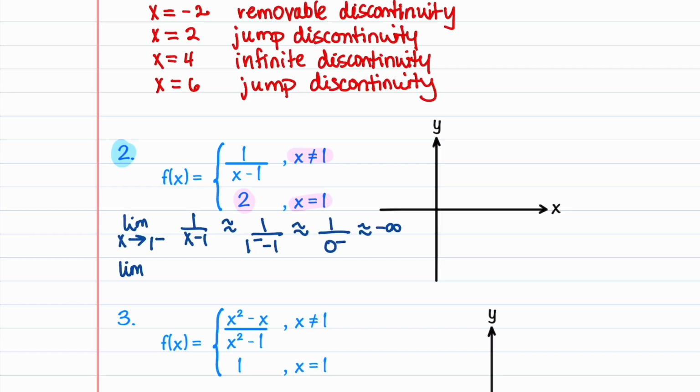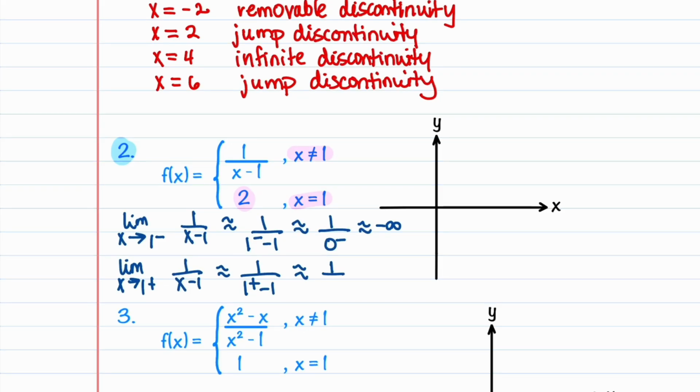Now let's look at the limit as x approaches 1 from the right. This one's easier. This is 1 over x minus 1. This is approximately 1 divided by 1 from the right minus 1. Think of this as 1.0001 minus 1. So this is 1 divided by 0 from the right. And this is positive infinity. Because our limits are infinite, we have an infinite discontinuity at x is equal to 1. So let's write down infinite discontinuity. I'm just going to abbreviate that at x is equal to 1.